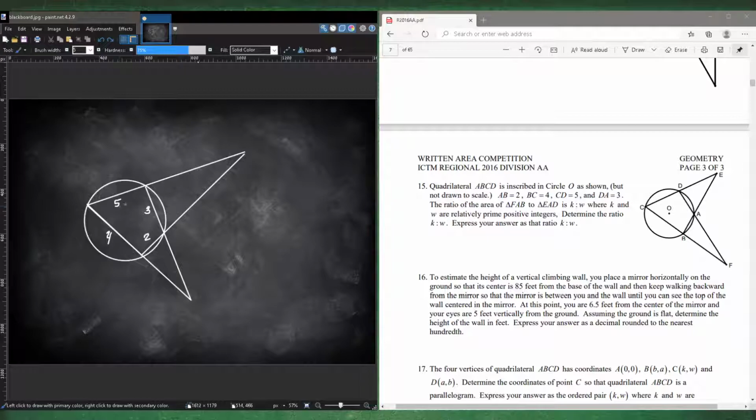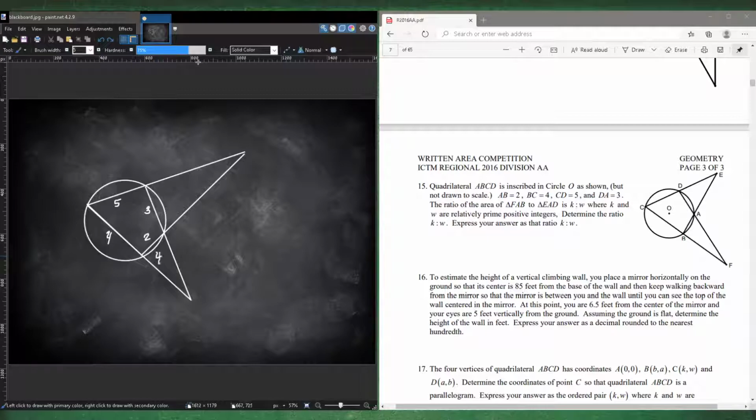So I know that since these two triangles are similar, the bigger and the smaller, since this is 5 and this is 2, that gives us that the ratio of the areas of the entire big triangle is 25, because 5 squared, to 2 squared, which is 4. So this will be 25 to 4.